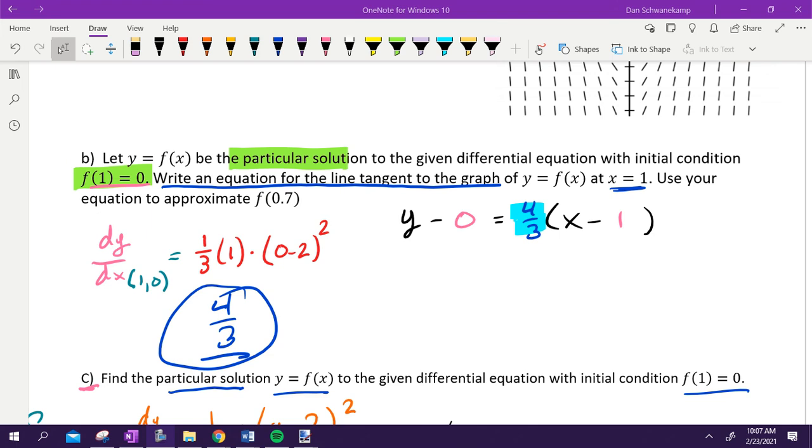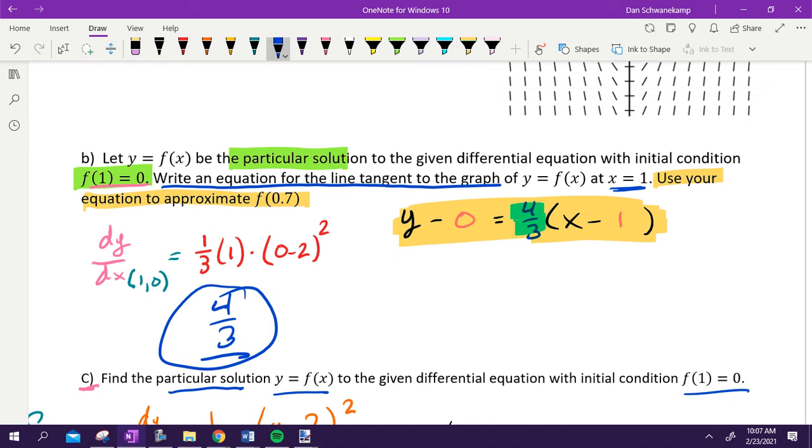Sorry, this is what I get for skipping the question halfway through. I did not read part B all the way through. I changed my problem in the middle of the day, so I missed this. It then said, use your equation to approximate 0.7. So we have this equation right here on part B. We want to approximate 0.7. So what are we going to do with that equation to approximate 0.7?